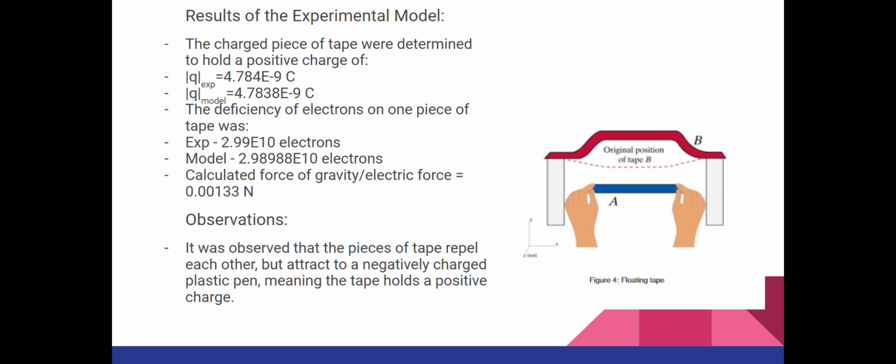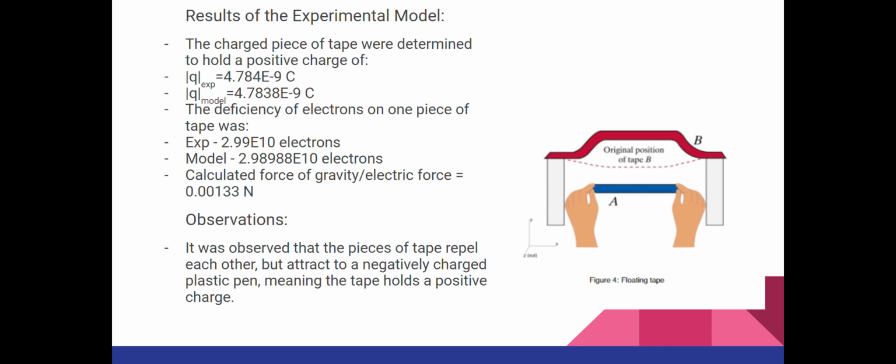Results of the experimental model. A brief overview of the results are as follows. Both models found that the charge of the tape was about 4.784 times 10 to the negative 9 coulombs, which is a positive charge. Furthermore, it was found that the number of electrons lost by one piece of tape was 2.99 times 10 to the 10 electrons, and the calculated force of gravity and an electric field was 0.00133 newtons.